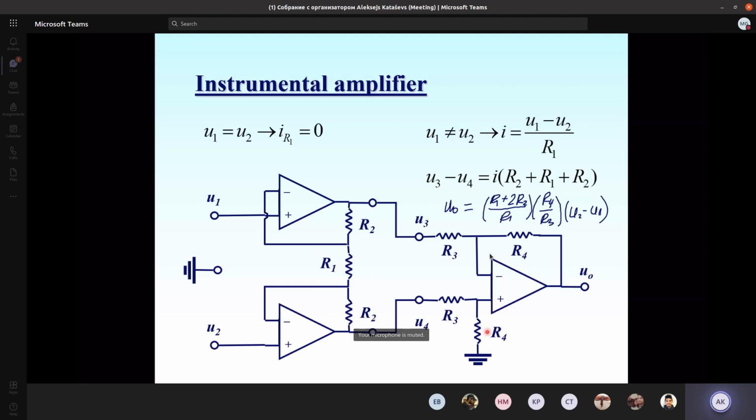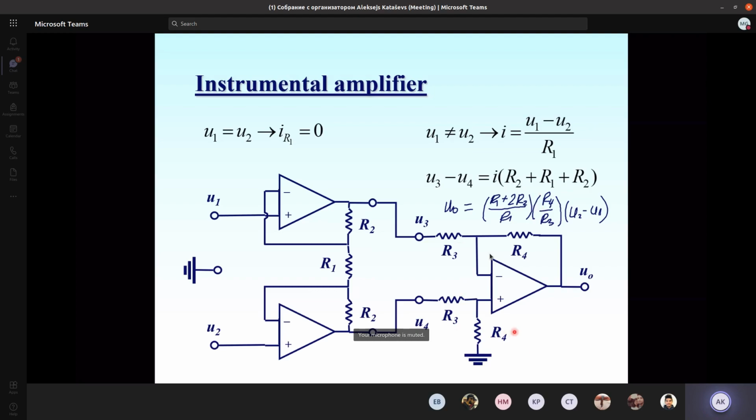But what we should do is make ideally equal the ratio between R3 and R4, and R3 here and here. To do this, sometimes the resistance R4 is made adjustable. So we may adjust the resistance of R4 to tune this differential amplifier.